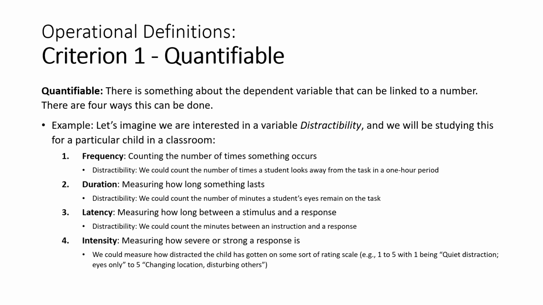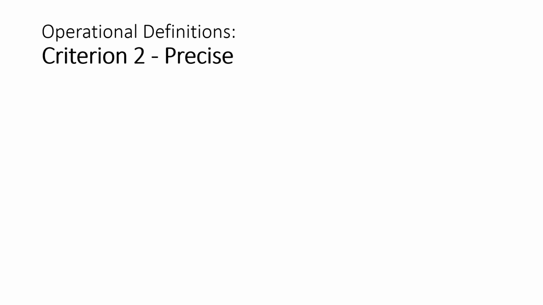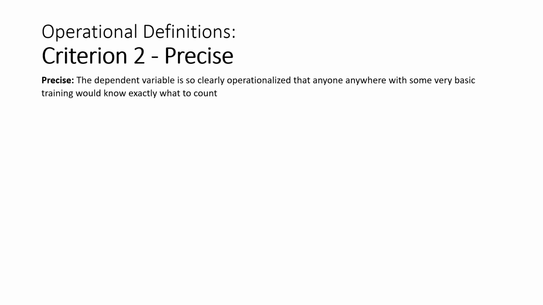You can see the common feature in all of these is that they have numbers attached to them. They're quantifiable. The second criterion is that the operational definition has to be precise. So by precise, we mean that the dependent variable is so clearly operationalized that anyone, anywhere, with some very basic training would know exactly what to count.